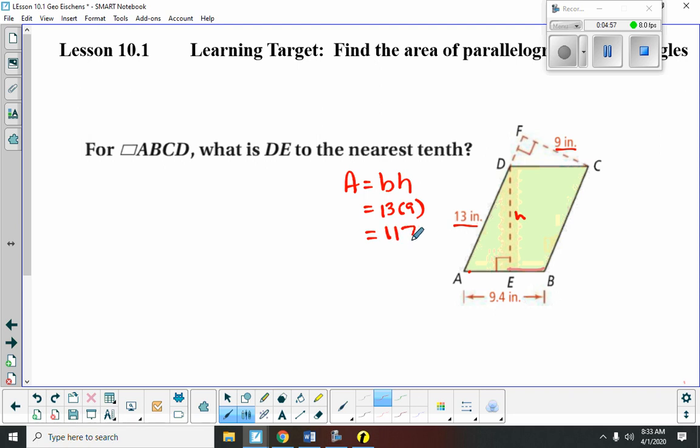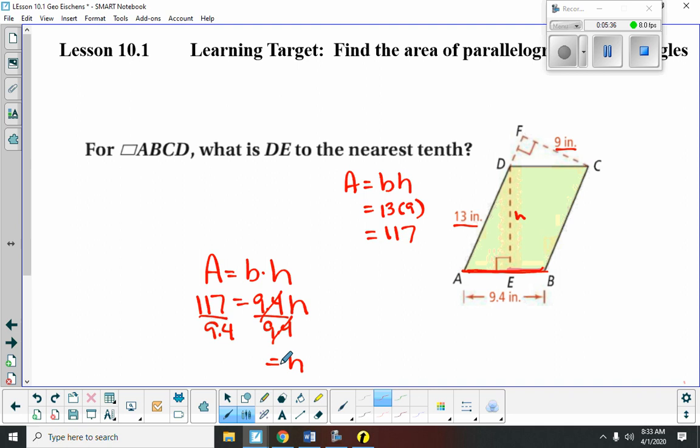So here's what we can do. This is the base and this is the height. And we know that base times height gives you area. So now I'm going to write area equals base times height. You know that the area is 117. We use the other information to help us find the area. We know that this base is 9.4 and the height we don't know. Now we can solve that equation and figure out what that h is equal to. So we'll divide by 9.4.